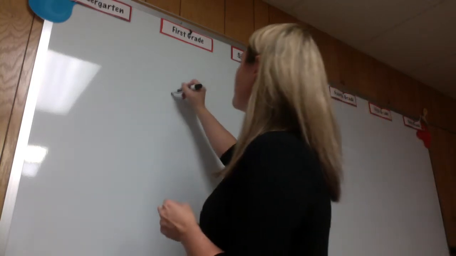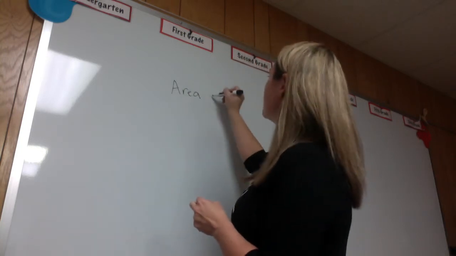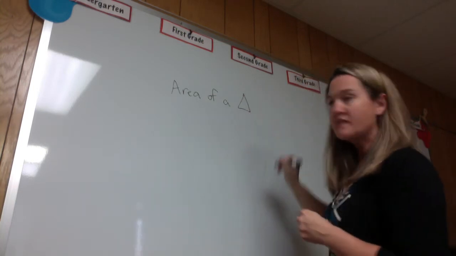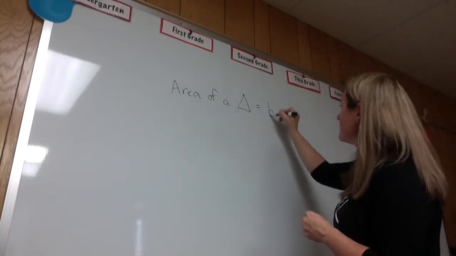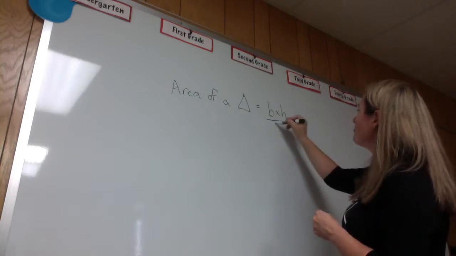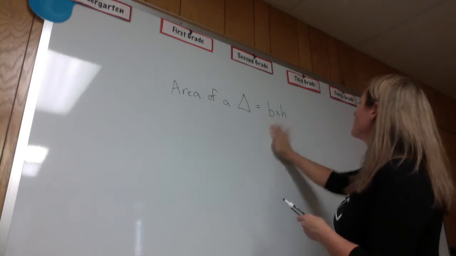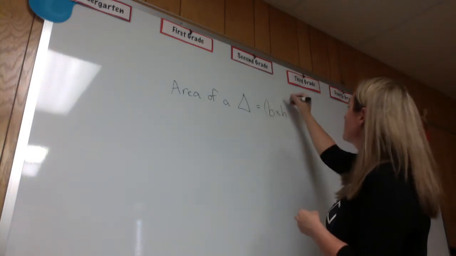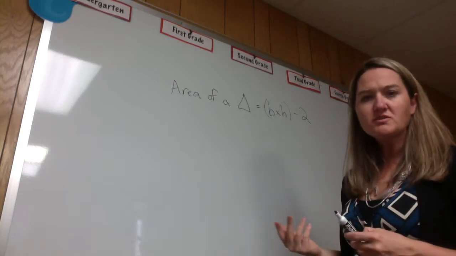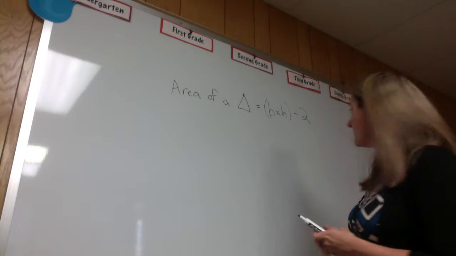So on that you should have area of a triangle. Jot that down, write the formula. Base times height, and then you could do it over 2. Basically that means I'm going to divide by 2, or base times height divided by 2. Or a lot of times you'll see it written as 1/2 base times height. Basically you're finding a half of it.